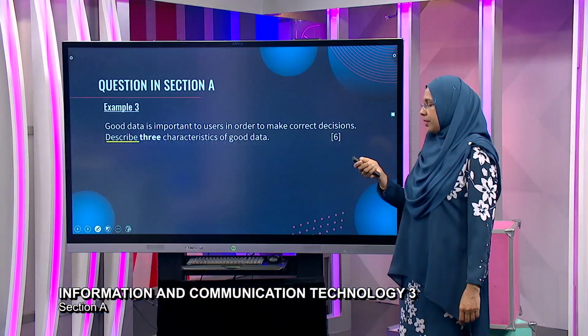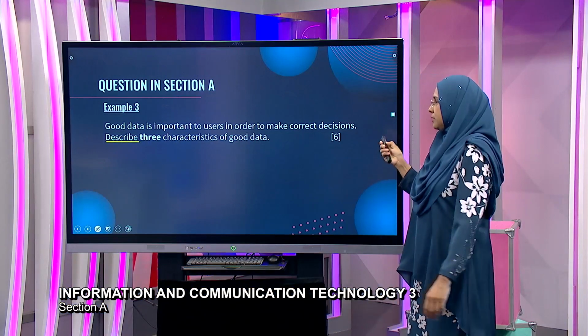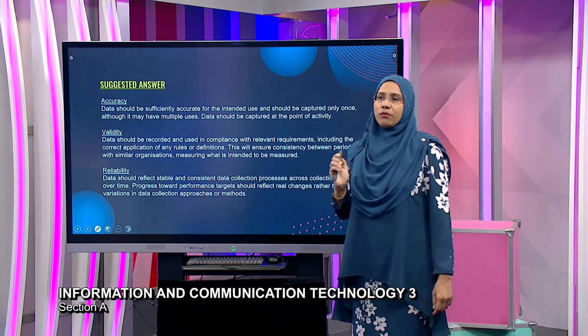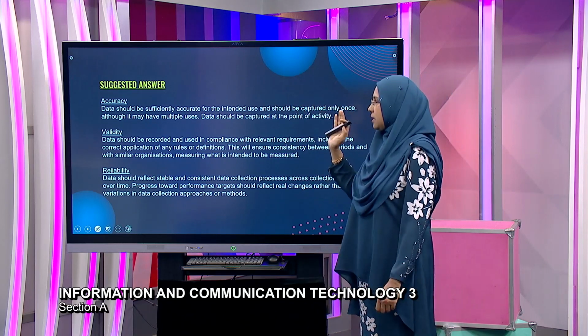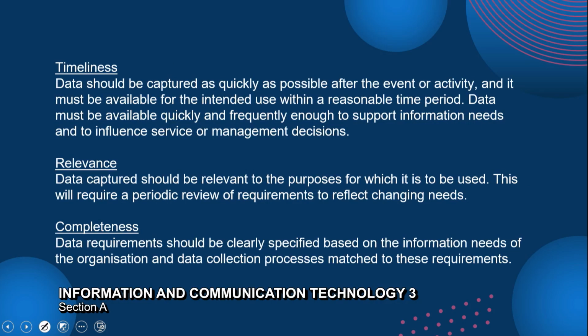All right. So how to write? Again, no essay, please. No essay. So you write something like this. You state the characteristic of good data. Accuracy. So what is accuracy? You write the point for accuracy. And then next, validity. So what is validity? You write the points for validity, and then so on. I give more: timeliness, relevance, completeness. So this is how we write.